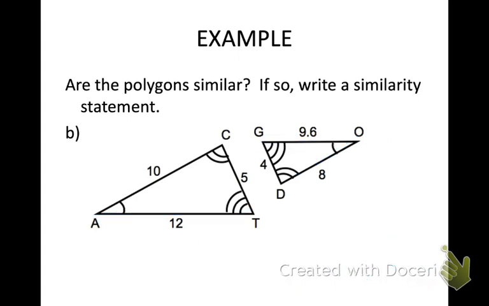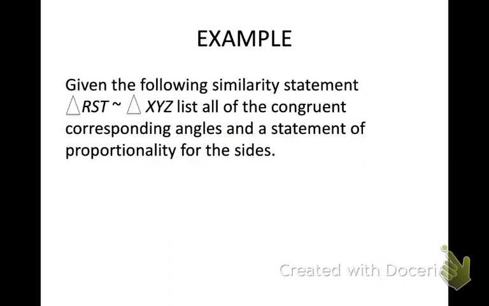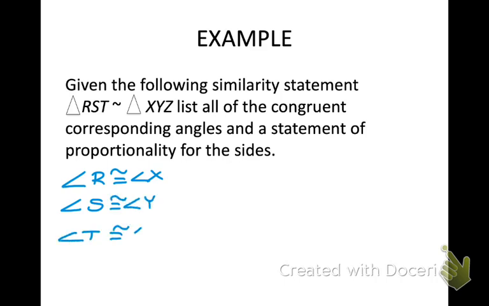Okay, there we go. All right, so given the following similarity statement, we've got triangle RST is similar to triangle XYZ. List all the congruent corresponding angles and then a statement of proportionality for the sides. So if I have two similar triangles, then I know that angle R would be congruent to angle X, angle S would be congruent to angle Y, and angle T would be congruent to angle Z. Those would be congruent to each other.